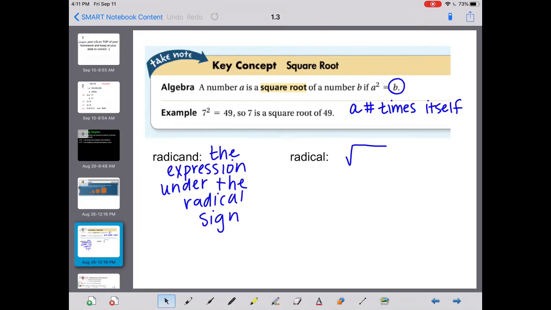Your first vocab word is square root, actually. A square root is a number. What number times itself would give you the number under the sign? Okay, a square root is written with this little sign right here. This is called a radical, and the number underneath is the one you're looking to create. The radicand is the expression that's under the radical sign.